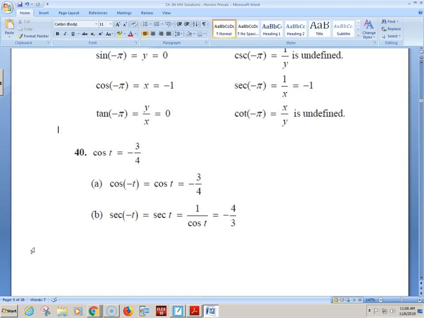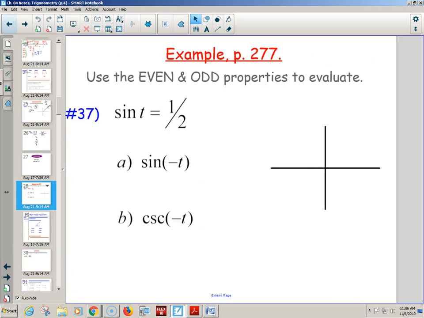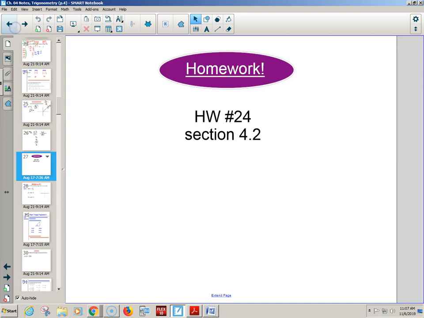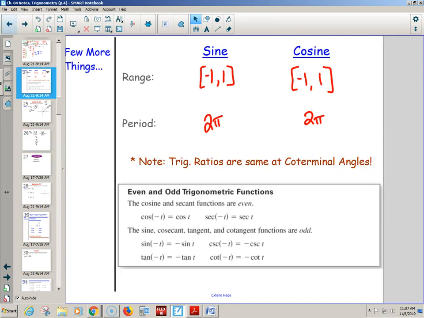Number 40 was fun. Or was he? Oh yeah, he was fine. You just needed to look at those properties I had you write down yesterday, right? That was the one example that we didn't get done: how do we use those even and odd properties I had you write down somewhere. How do you use them?